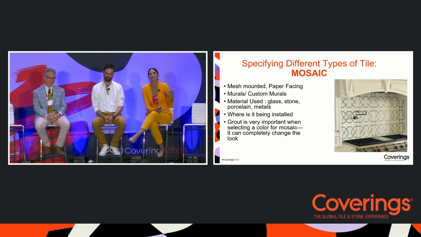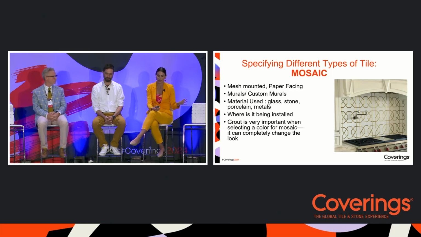So the different types of tile when we're looking at specifying, of course, we touched on mosaics earlier, the different types of mosaic, whether you're doing custom murals and things like that. Sometimes those are sold differently. Sometimes they are paper facing on certain types of murals still. So it depends really on how that goes. You want to know these things. Where is it being installed? And of course, the grout with the mosaic, I think, is one of the most important things because that completely changes the look of the mosaic.